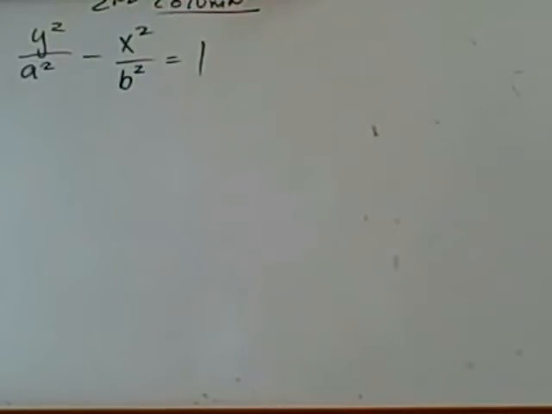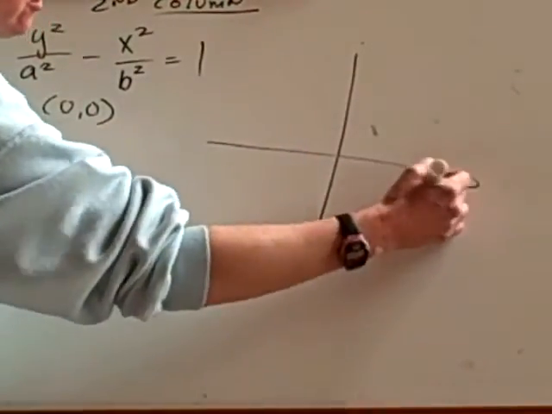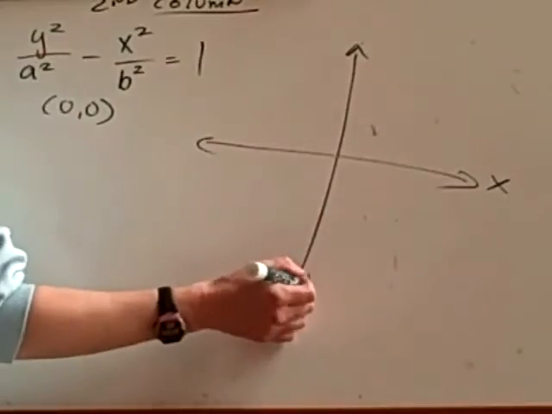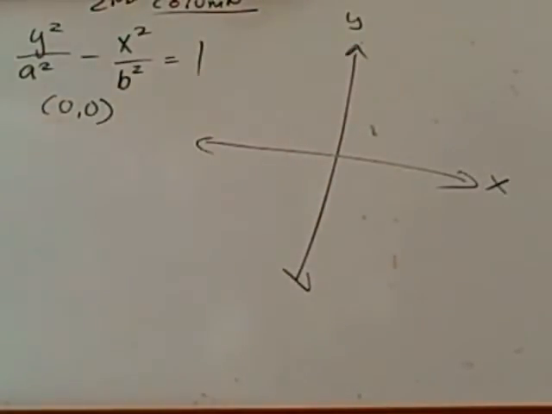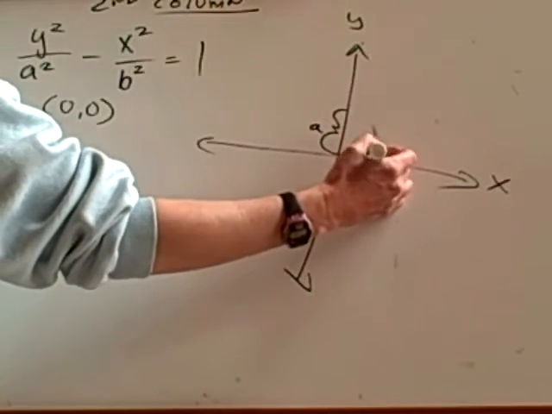Next, we're on the second column in hyperbolas. We're looking at this one: y squared over a squared minus x squared over b squared equals 1. Our center is at 0, 0. The y is in front here, which means it's not the negative one, so my vertical is going to be my transverse. Correct. And so if this is my x-axis and this is my y-axis, this hyperbola is going to have branches opening up and down. Just to show you how that goes, let's say we have a distance here of A and a distance here of B.